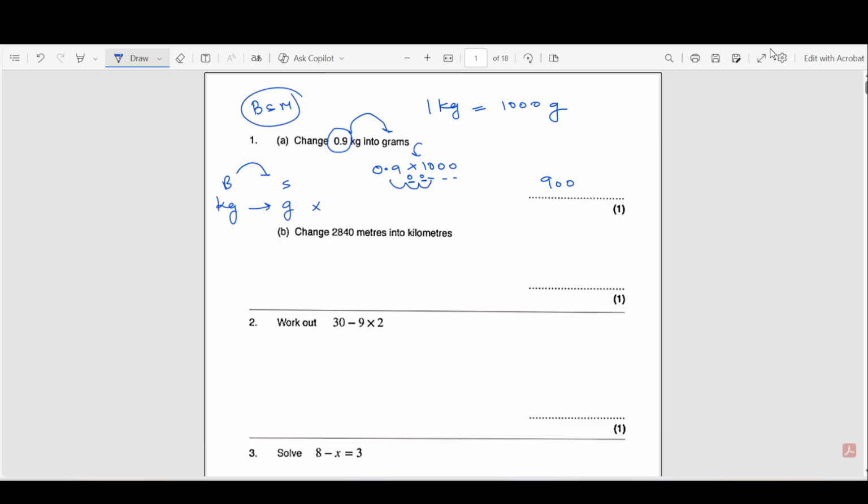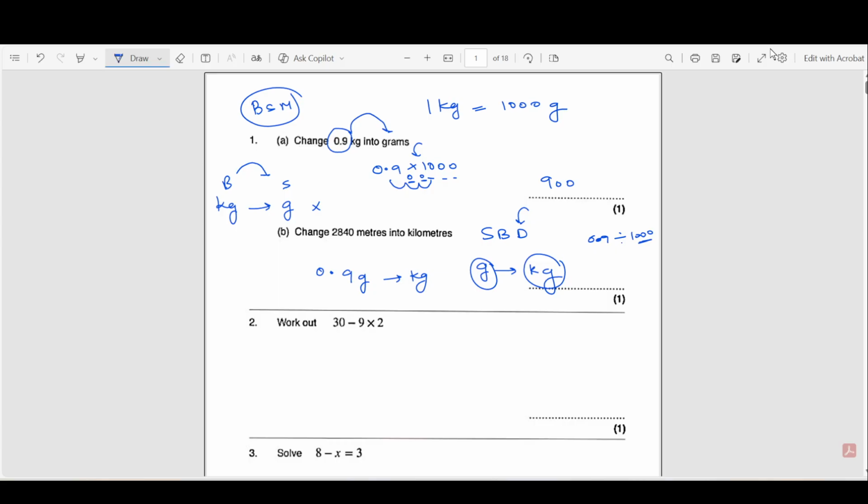And so BSM, and the other is SBD. S stands for smaller to bigger, divide. So for example, if we are converting gram to kilogram, gram is smaller than kilogram, so we would divide. In the same type of question, if we have to convert 0.9 gram into kilogram, we would divide 0.9 with 1000. So if we divide, we need to move the decimal towards left.